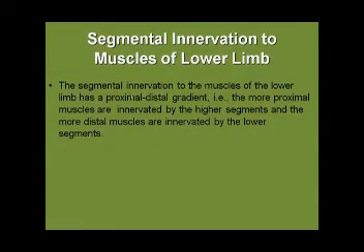Again, in the lower limb, the segmental innervation to the muscles has a proximo-distal gradient. Again, that means the more proximal muscles are innervated by higher segments, the more distal muscles are innervated by lower segments. The thing that's different for the lower limb is that there are actually two proximo-distal gradients, one for the anterior side of the limb and one for the posterior side of the limb. So a way to apply this gradient can be the following.